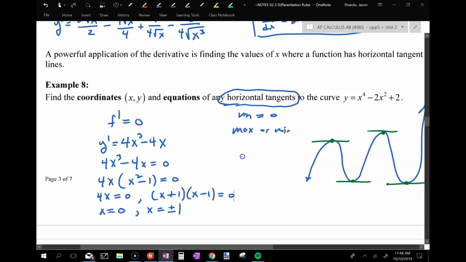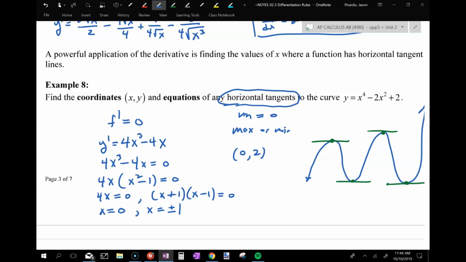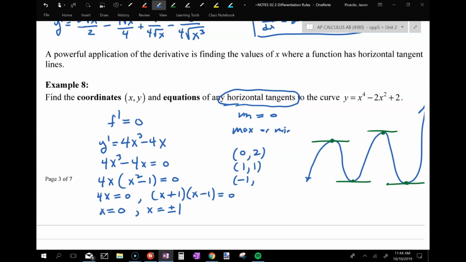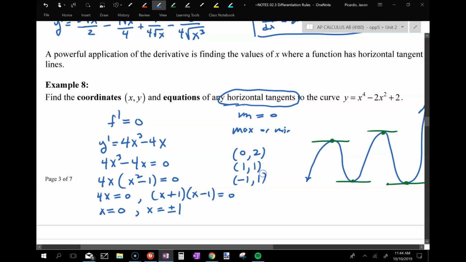So if I plug in 0, I'm going to get 2. Do you guys agree with that? That's the y-intercept. Plug in 1, and I get 1. Plug in negative 1, and I get 1. Right, so those are our points.